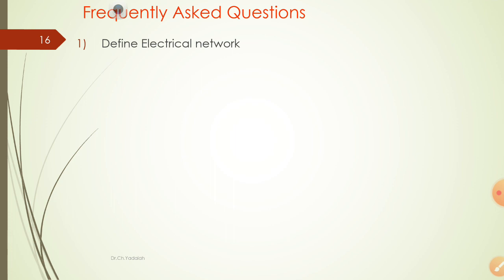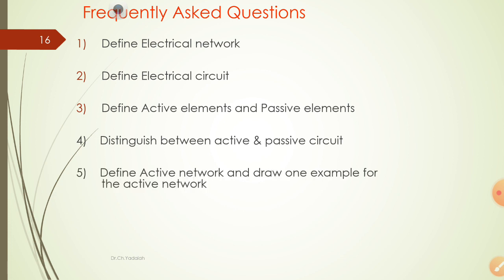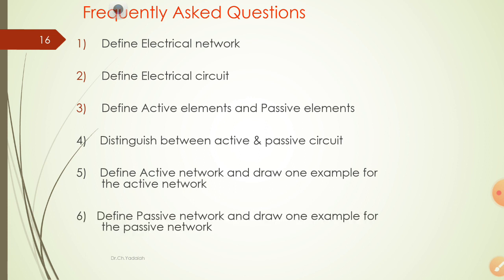Based on this, there are frequently asked questions from the exam point of view. Define electrical network, define electrical circuit, define active elements and passive elements, and distinguish between active and passive elements. Define active network and draw an example for active networks. Define passive network and draw an example for passive networks. These are a few questions. I think you have some idea about the basic things.